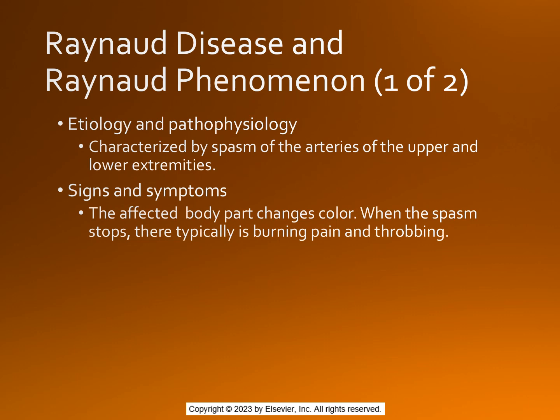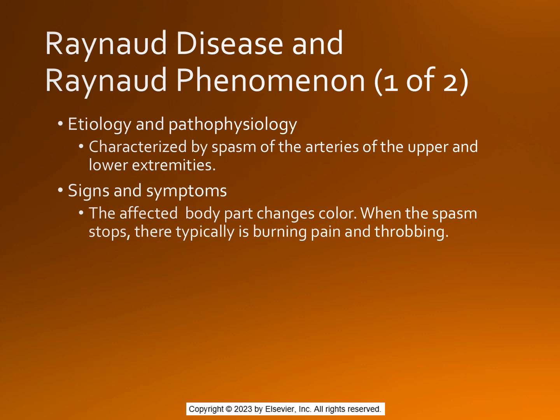Blood vessels normally constrict in a cold environment. However, with Raynaud disease, this process is excessive. The affected body part will change color. When the spasm stops, there is typically burning, pain, and throbbing. In about 10% of those affected, the disease will progress to the point at which ischemia from arterial spasm is so severe that gangrene occurs and amputation is necessary.